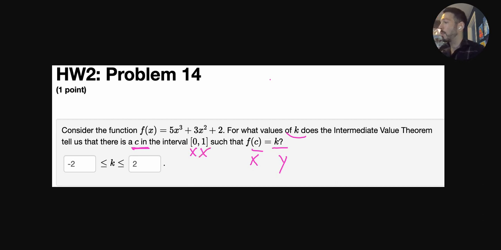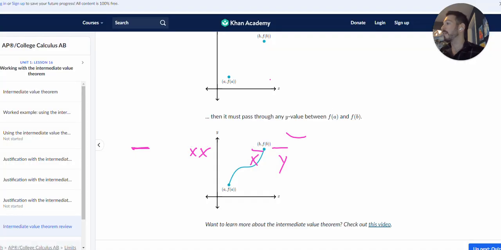Okay, so they say, well, we have some x values from 0 to 1, and then there must be another x value between 0 and 1 where it equals this mystery value k, or some value k that we don't really care what the value is, but we know it has to be between certain bounds. So let's go over here and take a look at what the intermediate value theorem even says.